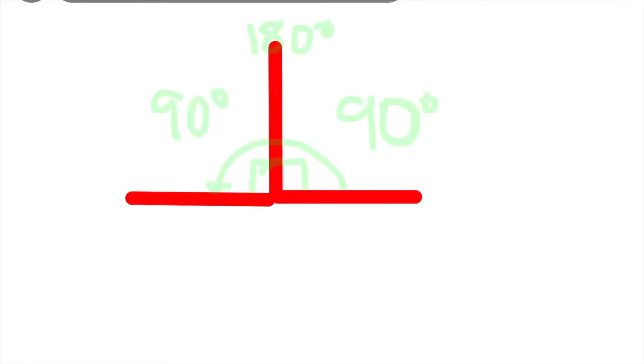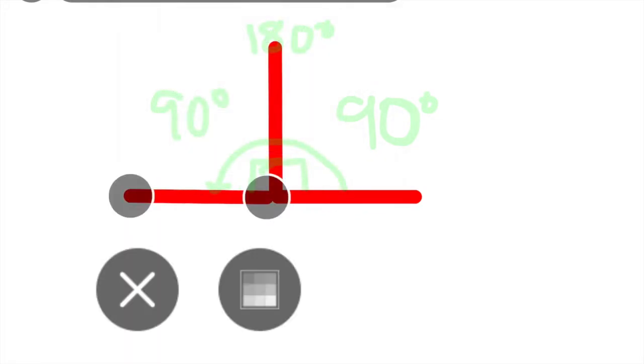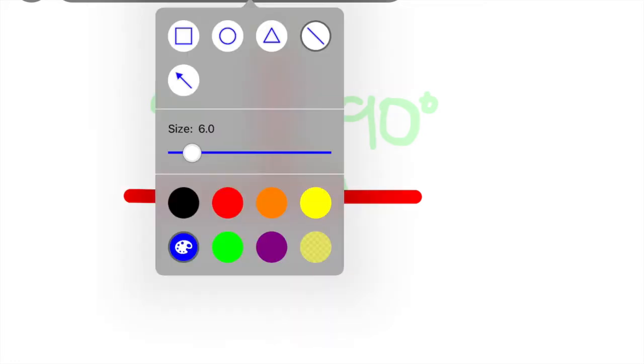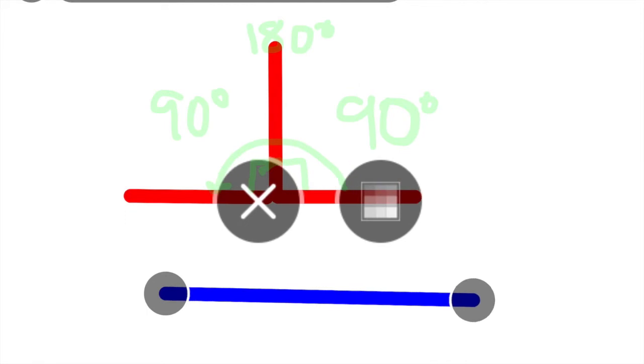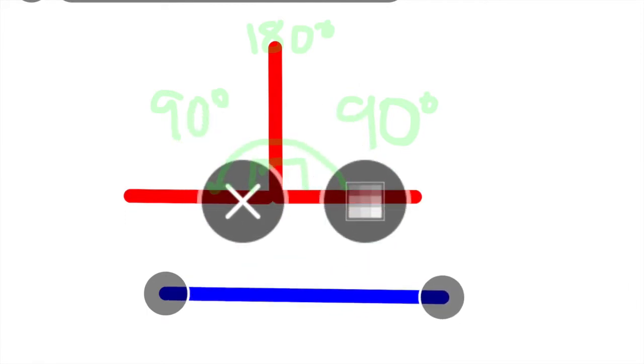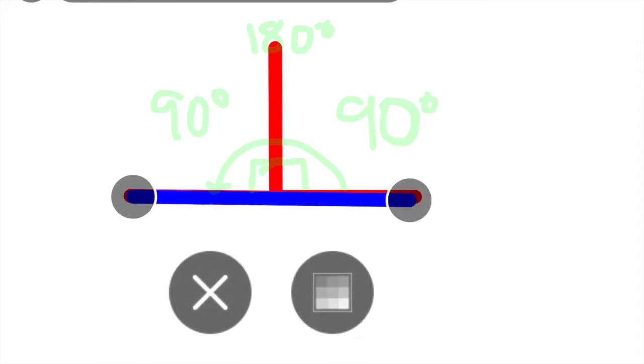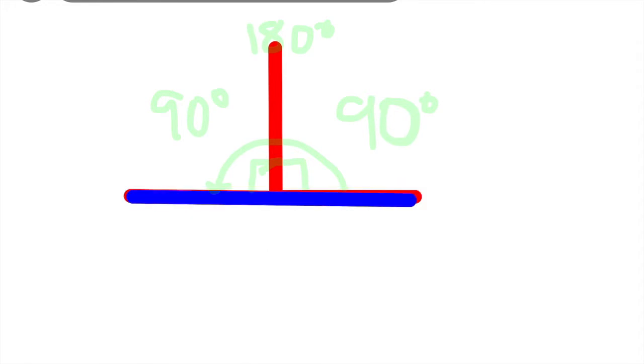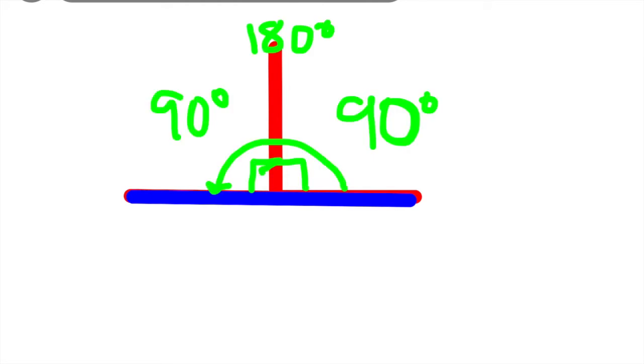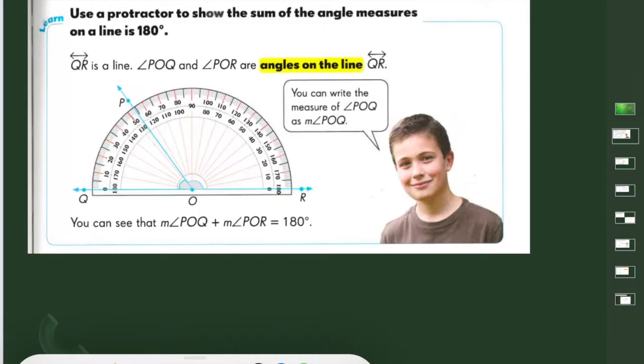And so we can see that the line that is created, let me grab this. I wanted to draw another line here first. There we go. The line that is created by those two angle measures is 180 degrees. So a straight line has an angle measure of 180 degrees because it is made up of two right angles.